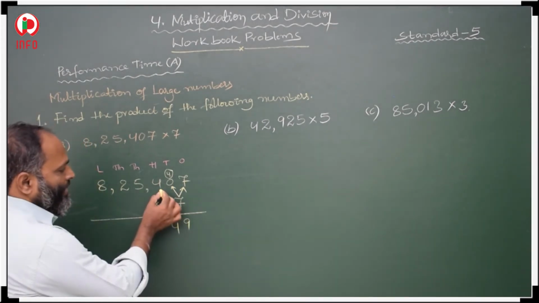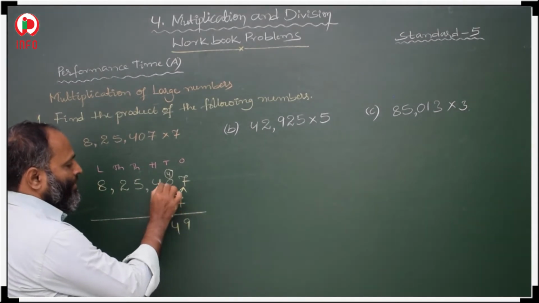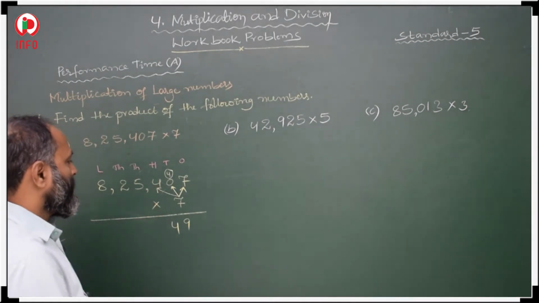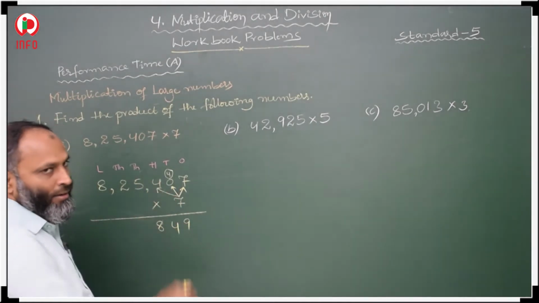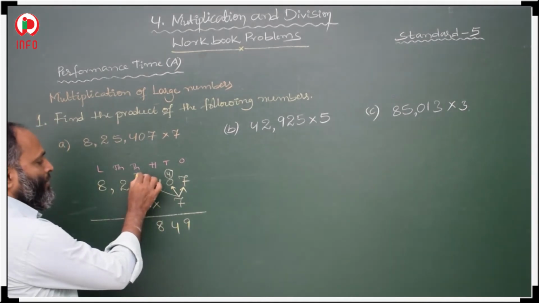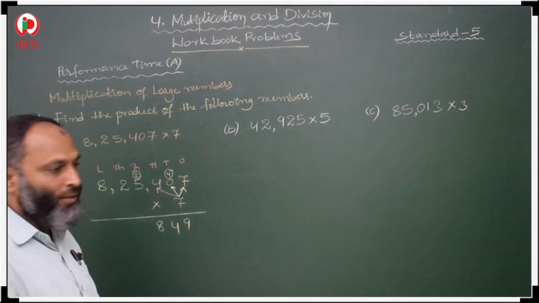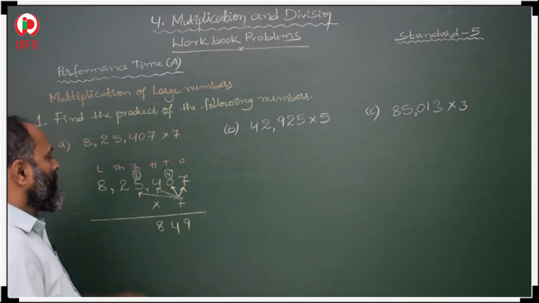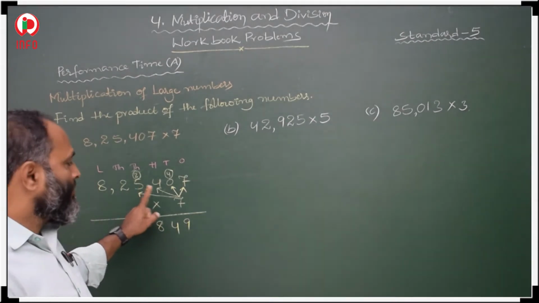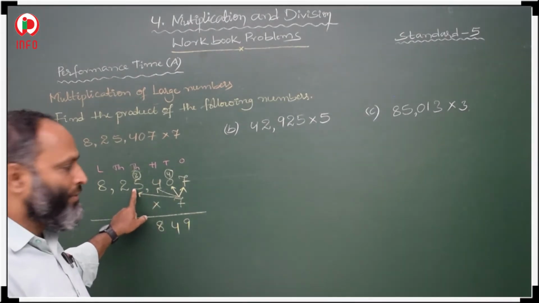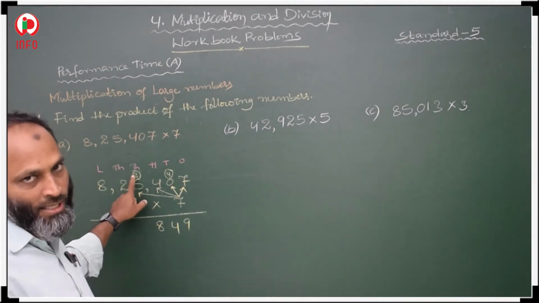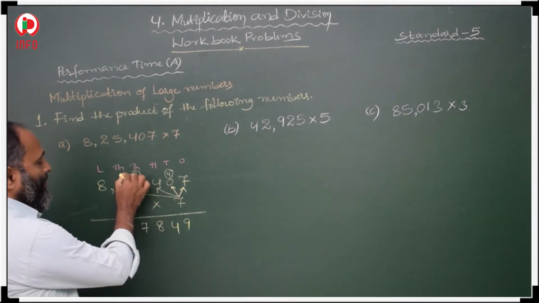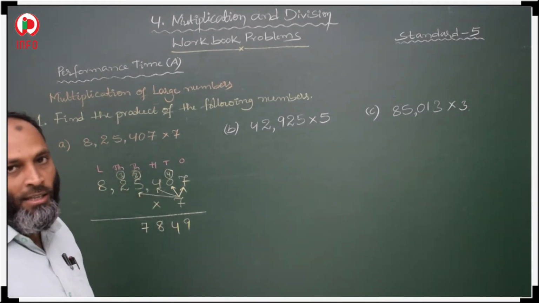Then 7 with 4 hundreds. 7 fours are 28. 28 means 8 hundreds, 2 thousands. Next, 7 with 5,000. 7 fives are 35, 36, 37. 37 means 7 thousands and 3 10,000s.